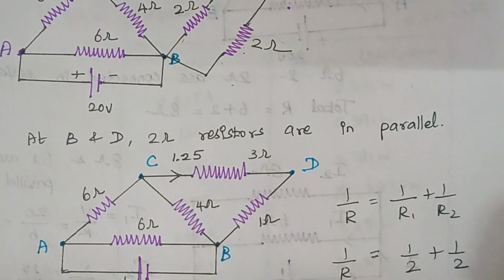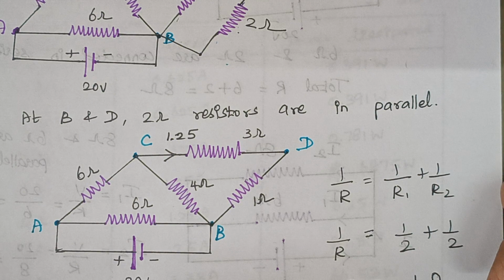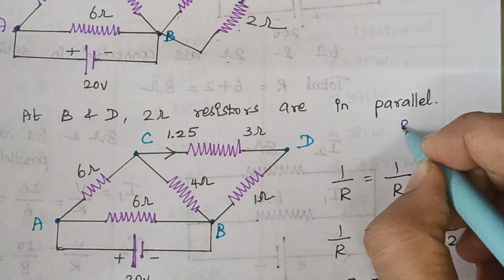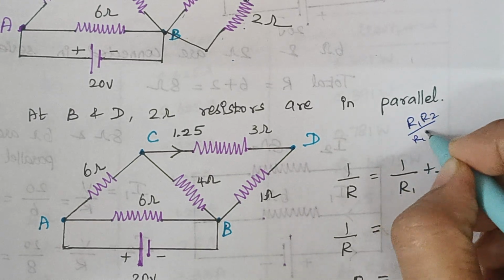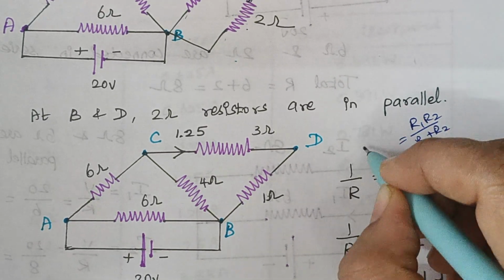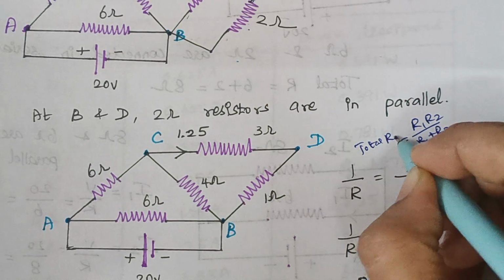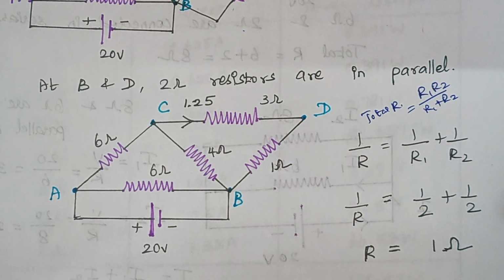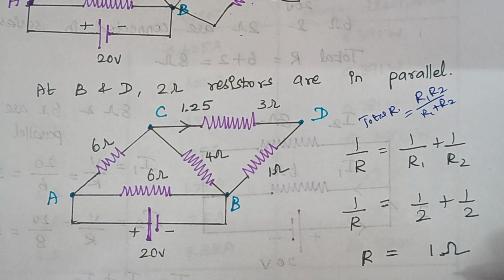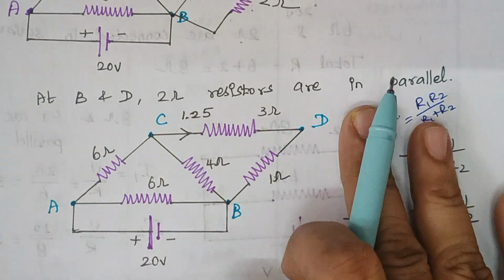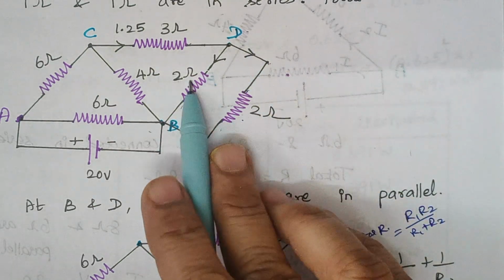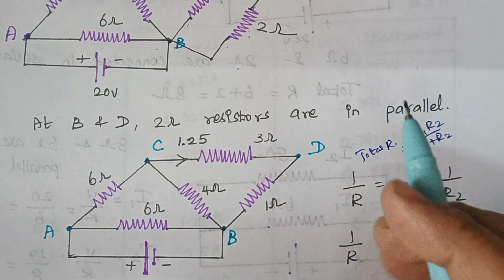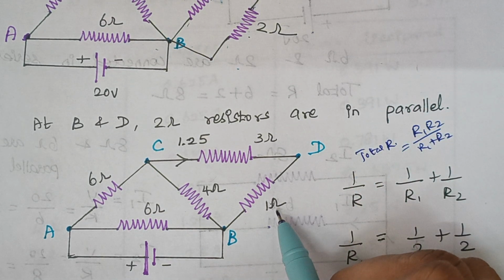It is given by this formula: 1/R = 1/R1 + 1/R2, or else you can use this one, R1R2 divided by R1 + R2. This formula gives you the direct value of the resistance. So 1/2 + 1/2 gives a value of 1 ohm. Now between the points B and D, these two resistors are combined together and here we have a 1 ohm resistor.